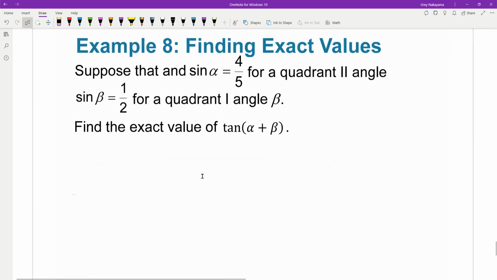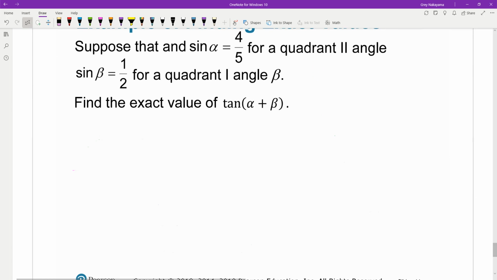Okay? Last example, finding the exact values of the tangent. The tangent can be a little more cumbersome because we've got to remember to rationalize and simplify.